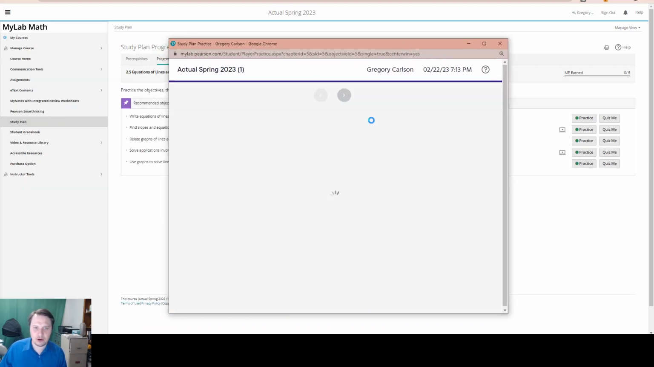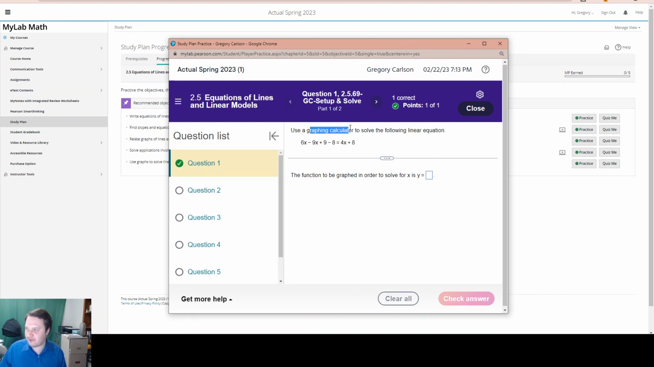And what they have is a question where it says use a graphing calculator to solve the following linear equation. Now, in my opinion, you should just solve this the regular way just by solving the equation. Simplify both sides, solve for x, that's fine. It's going to be tricky for me to teach you how to do this because everybody has a different graphing calculator. But let me show you how to do this real fast with an online graphing calculator, just so you get the idea. So there's more than one way to do this.